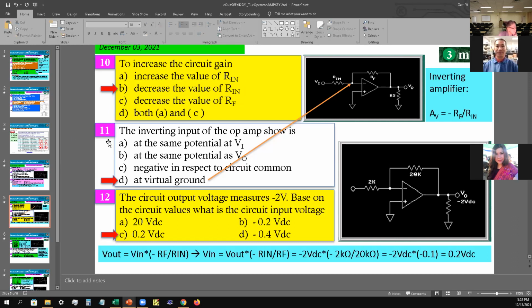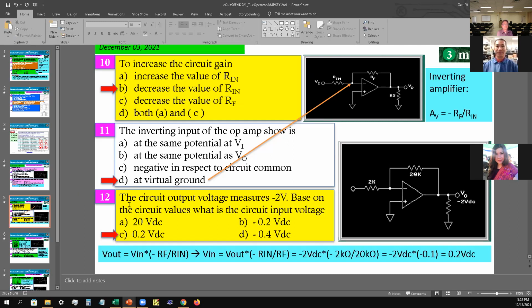Number 11, the inverting input of an op amp shown is, okay, so inverting input. Right here is your op amp. So what is going to your inverting input would be at this point. This point represents the virtual ground. So the answer is D as in David for number 11.